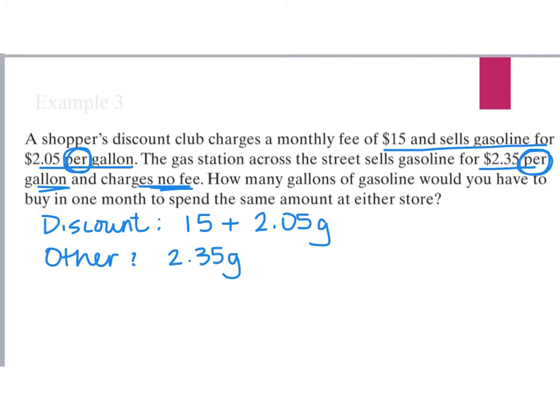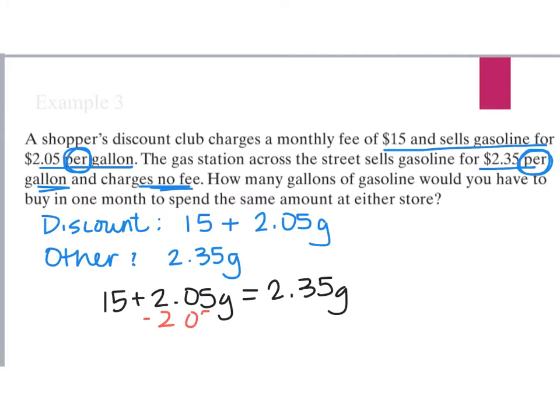So here I have 15 plus 2.05 G equals 2.35 G. And now I'm going to solve for G. Here I'm going to subtract 2.05 G, and I like to subtract this because on this side of the equation I've only got one number and it's the only one with my variable. So I'm going to subtract 2.05 G from both sides.